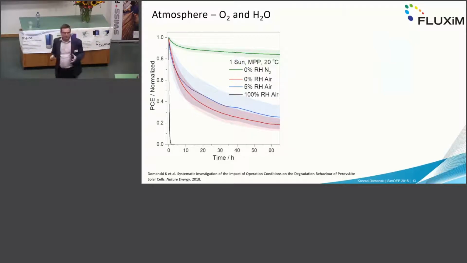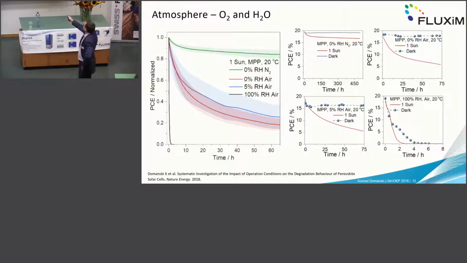But it's not fair to talk about atmosphere without mentioning illumination, because the two are strongly connected. And actually, a lot of mechanisms for degradation that were proposed for perovskite solar cells require a photooxidation step. So what we did is we did all those measurements as well in the dark.